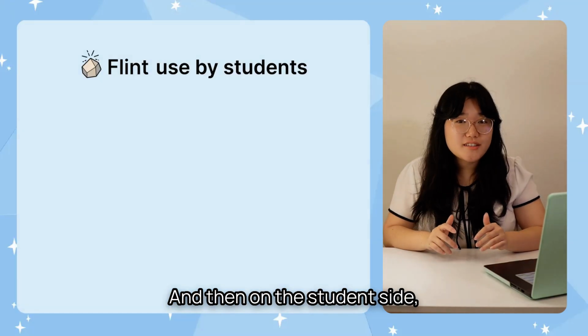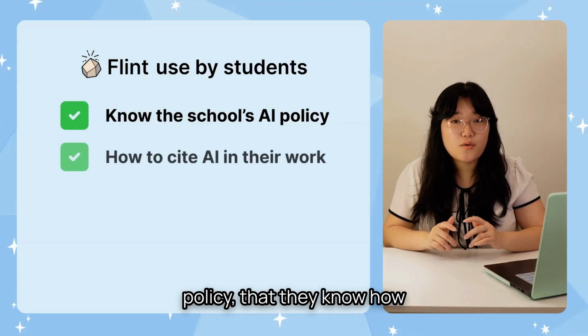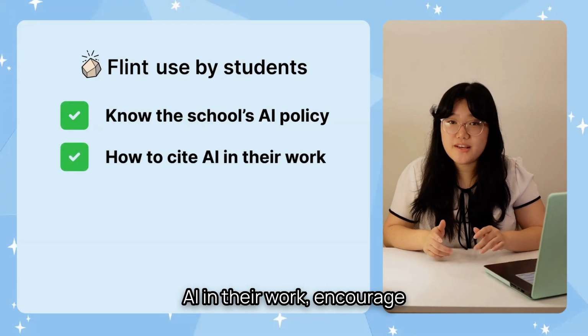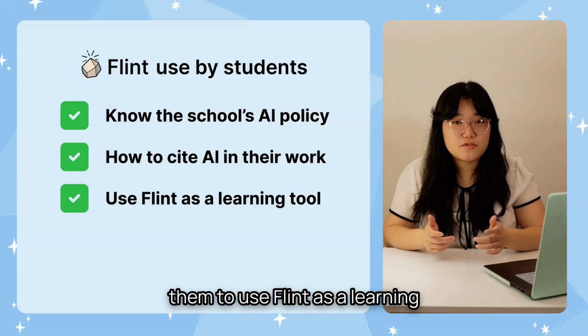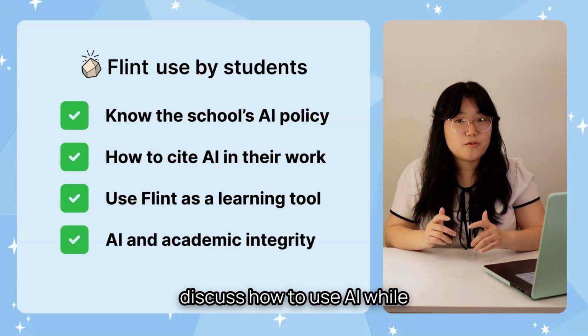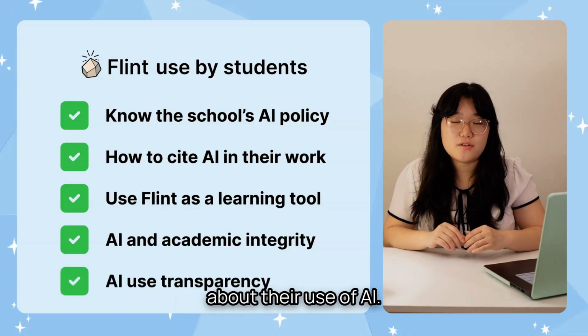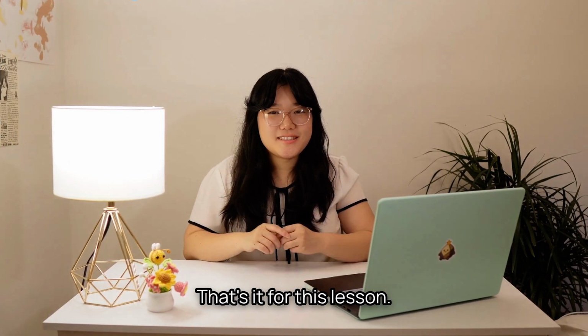And then on the student side, you want to ensure that they understand the school's AI policy, that they know how to cite whenever they use AI in their work, encourage them to use Flint as a learning tool and not a shortcut, discuss how to use AI while maintaining academic integrity, and how to be transparent about their use of AI. That's it for this lesson.